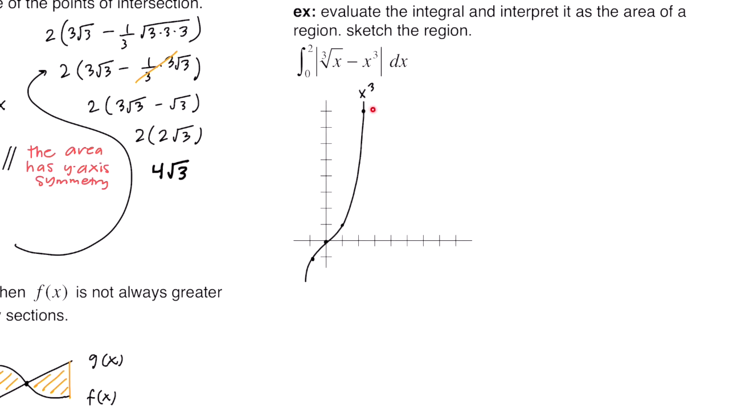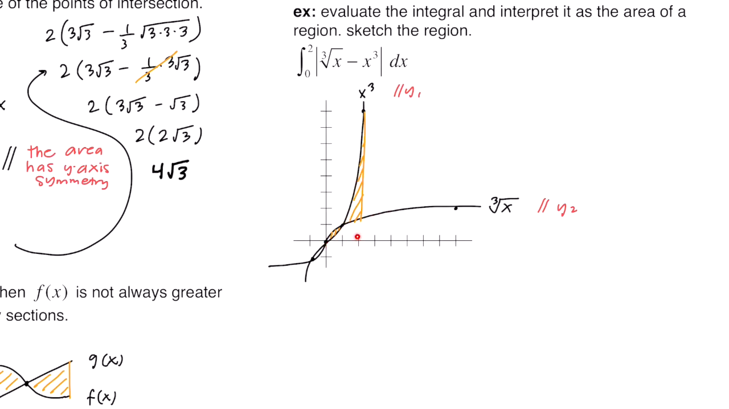So here's our x cubed graph. Next I'm going to graph the cube root of x. But again, we only want the region from 0 to 2. So you can see from 0 to 1, the cube root of x is above the graph of x cubed. But then from 1 to 2, x cubed is above the graph of cube root of x.